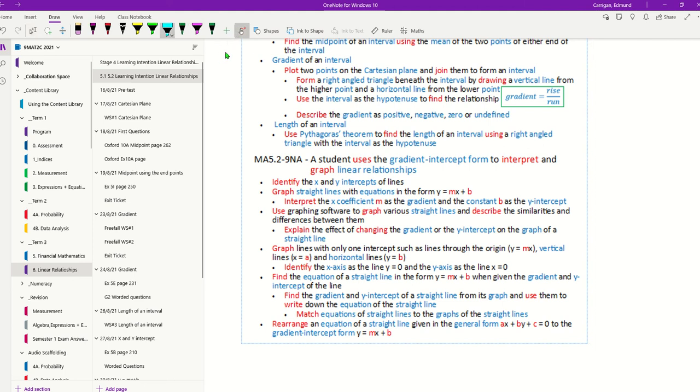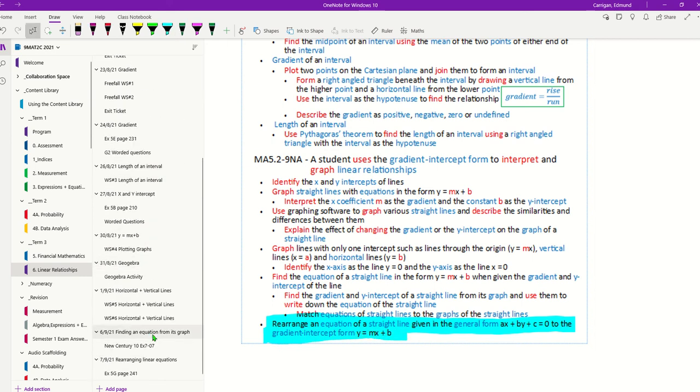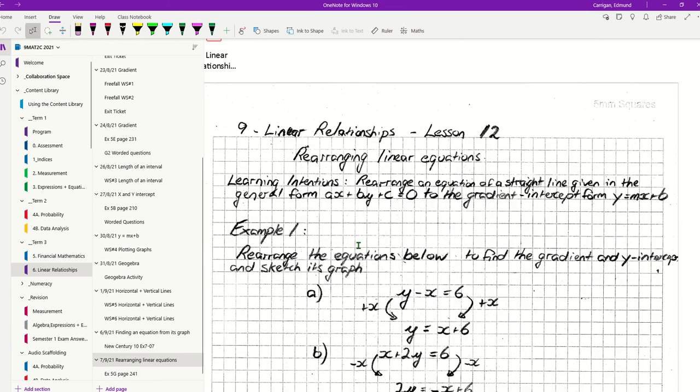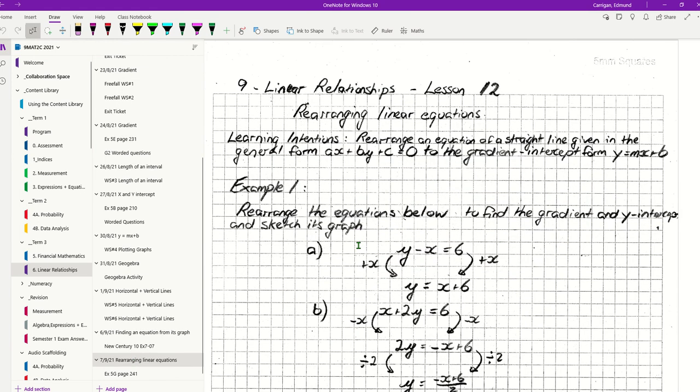Hi, Year 9. Today we are going to look at rearranging an equation of a straight line given the general form ax plus by plus c equals 0 to the gradient intercept form y equals mx plus b. Rearranging linear equations, and I think this will be our last few lessons on this topic. So rearranging the equation of a straight line given in the general form ax plus by plus c equals 0 to the gradient intercept form y equals mx plus b.